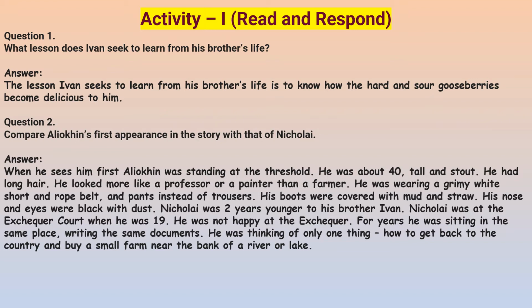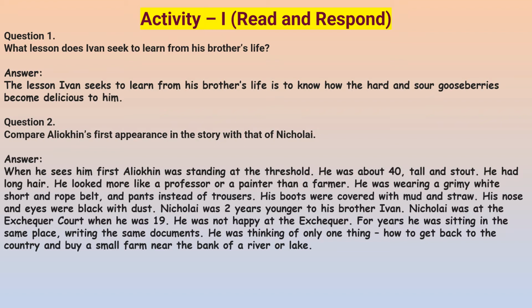Compare Alyoshin's first appearance in the story with that of Nikolai. When he sees him first, Alyoshin was standing at the threshold, means at the entrance door. He was about 40, tall and stout. We discussed this question answer. He had long hair. He looked more like a professor or a painter than a farmer. He was wearing a grimy white shirt and a rope belt and pants instead of trousers. His boots were covered with mud and straw. His nose and eyes were black with dust.